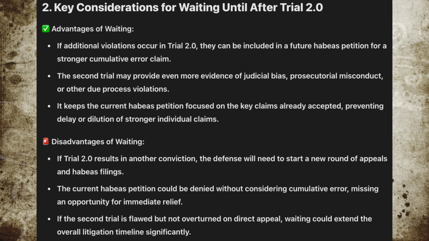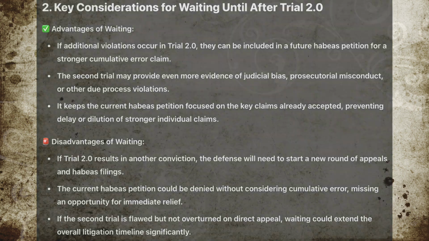The disadvantages of waiting may be if trial 2.0 results in another conviction, the defence will need to start a new round of appeals and habeas filings. Secondly, the current habeas petition could be denied without considering cumulative error, missing an opportunity for immediate relief. And thirdly, if the second trial is flawed but not overturned on direct appeal, waiting could extend the overall litigation time significantly. And for Karen, that's probably going to be a major cost factor as well.